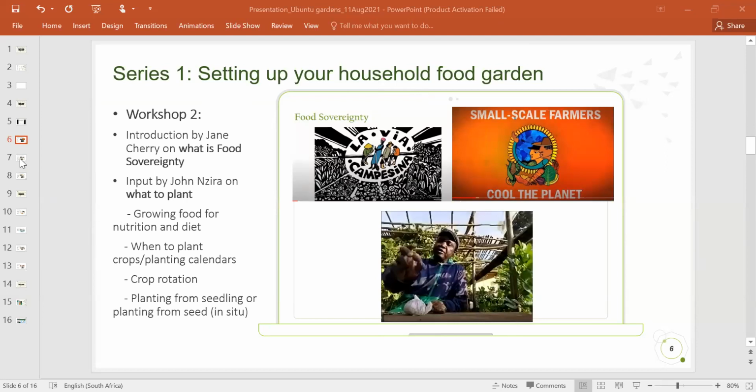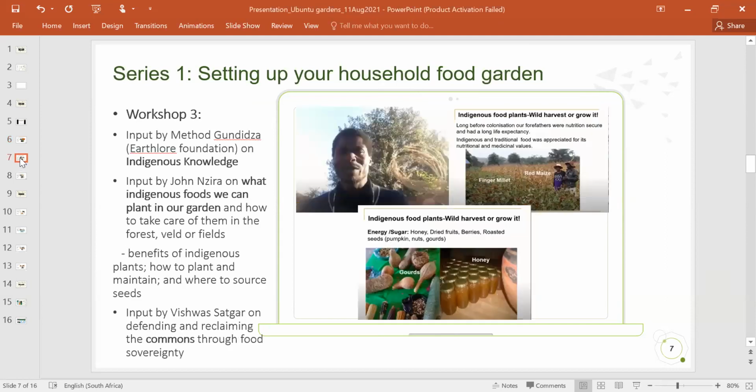And then the third workshop, we had some input by Method Nzira from Earthville Foundation on Indigenous knowledge. Each of these workshops contained a little bit of theory and then a little bit of practical, and we did try and make it interesting and bring in other speakers.